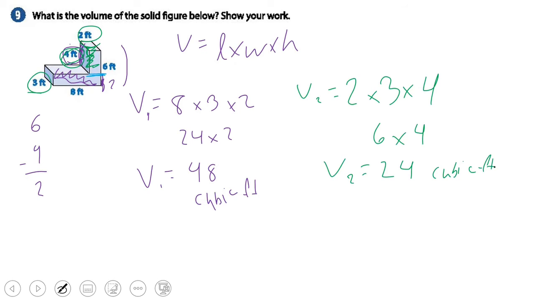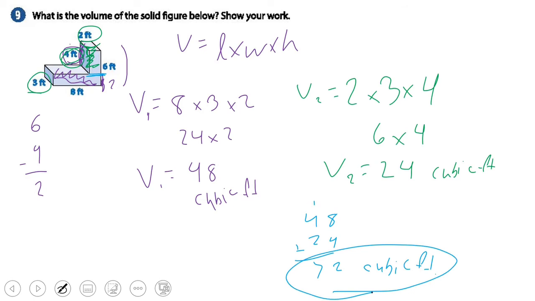Okay, so now changing colors again. We have 48 plus 24. 8 plus 4 is 12. 2 carry the 1. 4 plus 2 is 6, plus 1 is 7. So our total volume is 72 cubic feet. Ta-da!